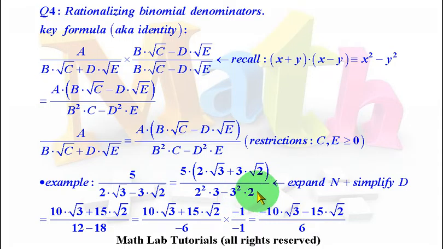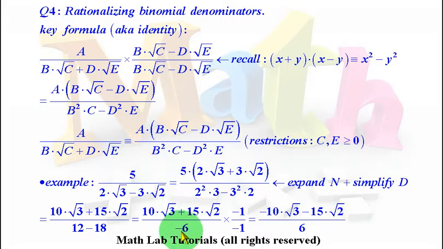All you need to do at this point is expand the numerator and simplify the denominator. When you expand the numerator, we just get 10 root 3 plus 15 root 2, no problem at all. And when we simplify the denominator, we get 4 times 3, which is 12, and 3 squared is 9 times 2 is 18. So we wind up getting 12 minus 18. And of course, 12 minus 18 is minus 6, and we just copy-paste the numerator.